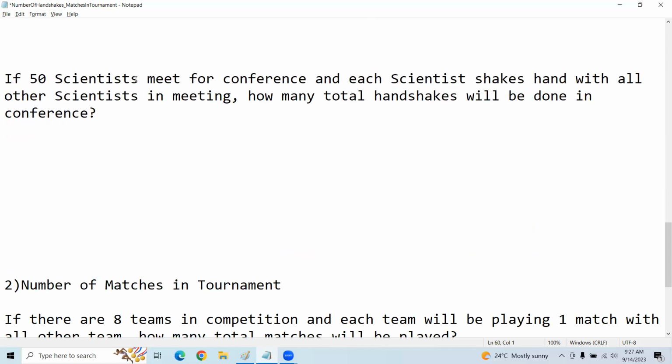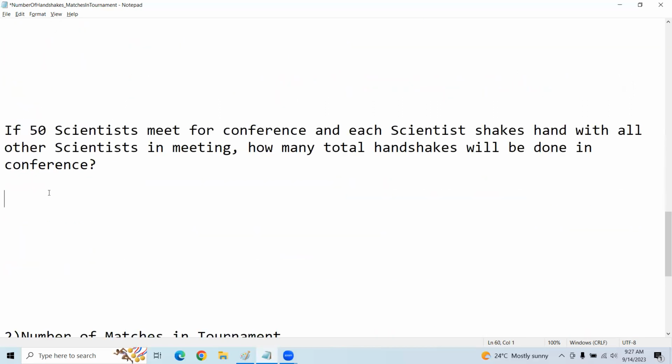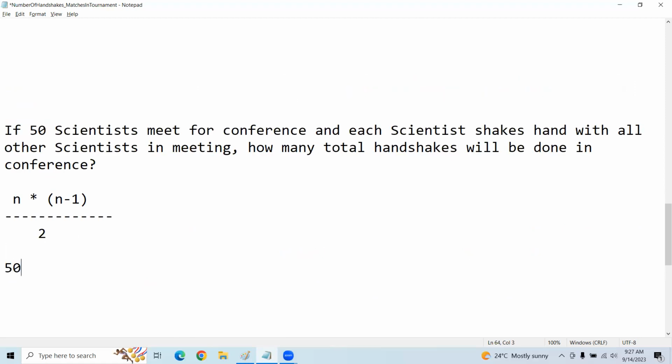If 50 scientists meet for a conference and each scientist shakes hands with all other scientists in the meeting, how many total handshakes will be done? So what is our first step? We will write down our formula, whatever we have observed and identified, n into n minus 1 by 2. So how many scientists do we have here? 50.